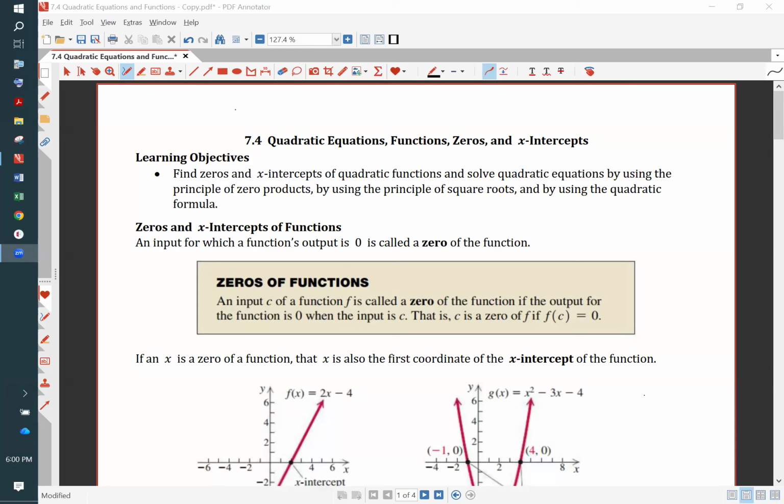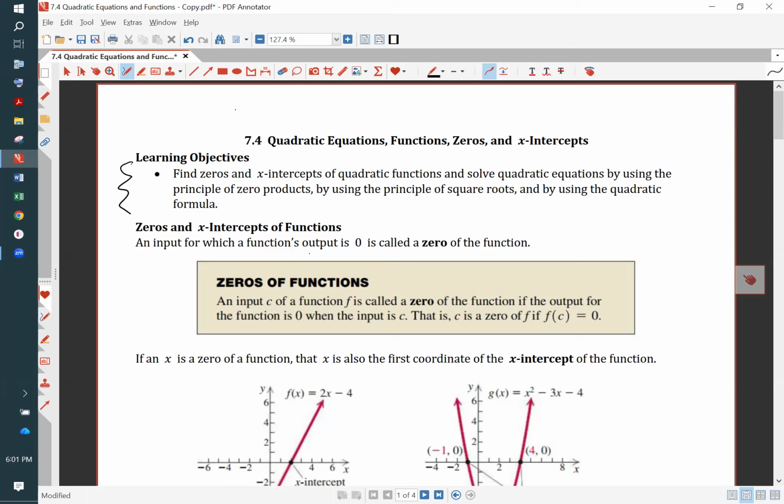Here we are, 7.4 quadratic equations, functions, zeros, and x-intercepts. And here are your learning objectives, but I'm not going to read them, of course, because they'll just boggle your mind until you know all this stuff, okay? But that's what you should learn in this section. First, we're going to talk about zeros and x-intercepts of a function.